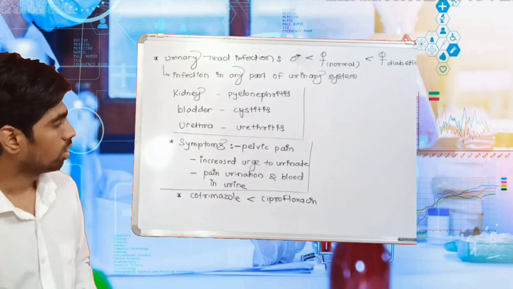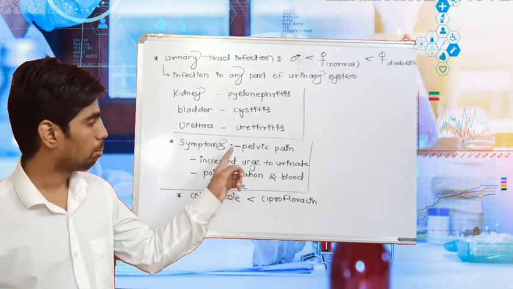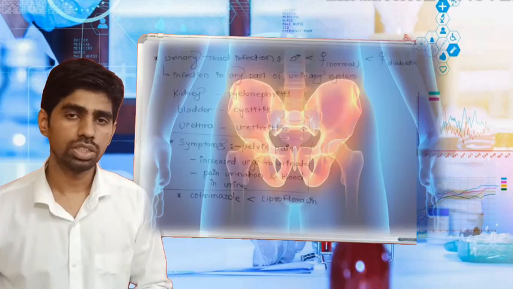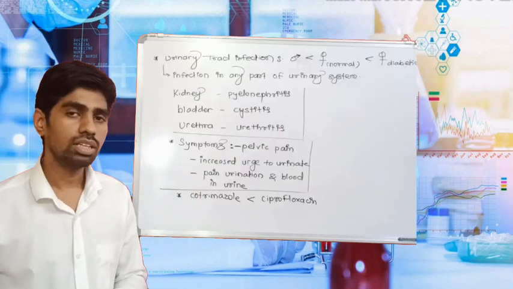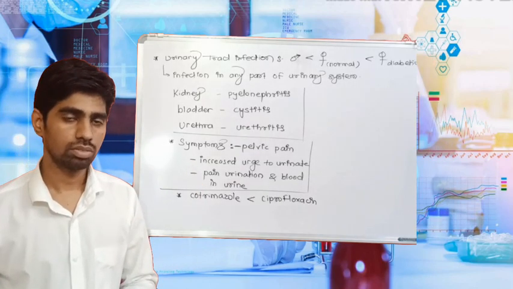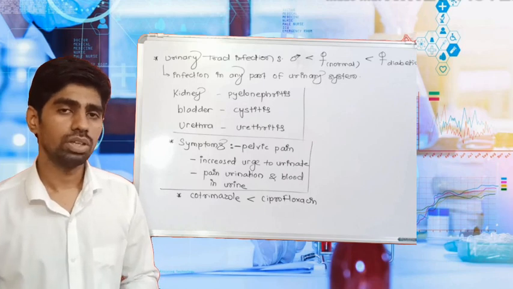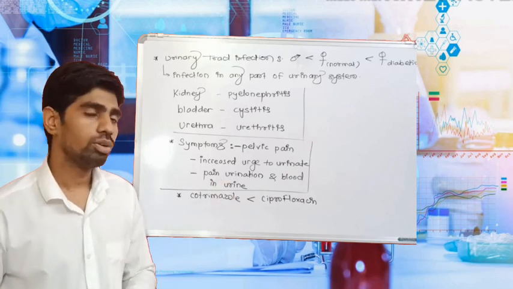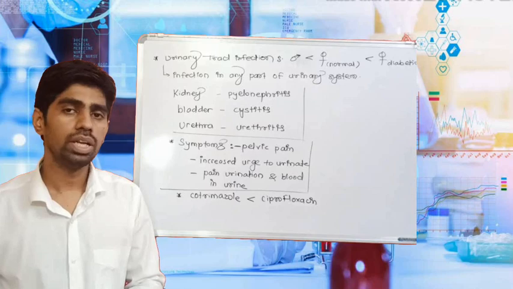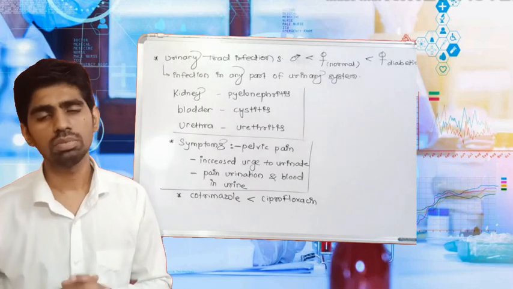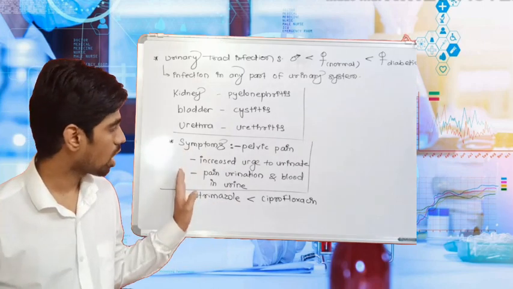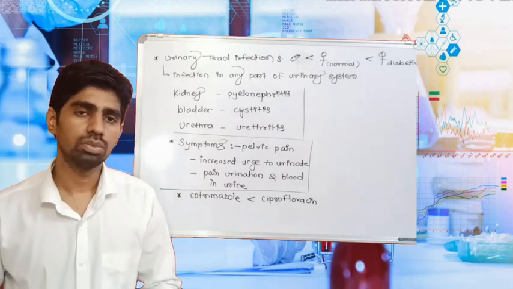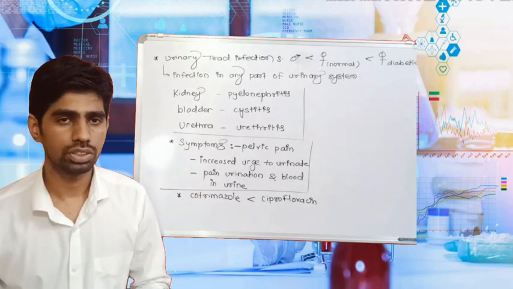Now, the symptoms are pelvic pain. The picture is presented here. Second one is increased urge to urinate. Third symptom is pain while urination and bleeding at the time of urination, meaning appearance of blood in the urine. So these three are important symptoms of urinary tract infection.